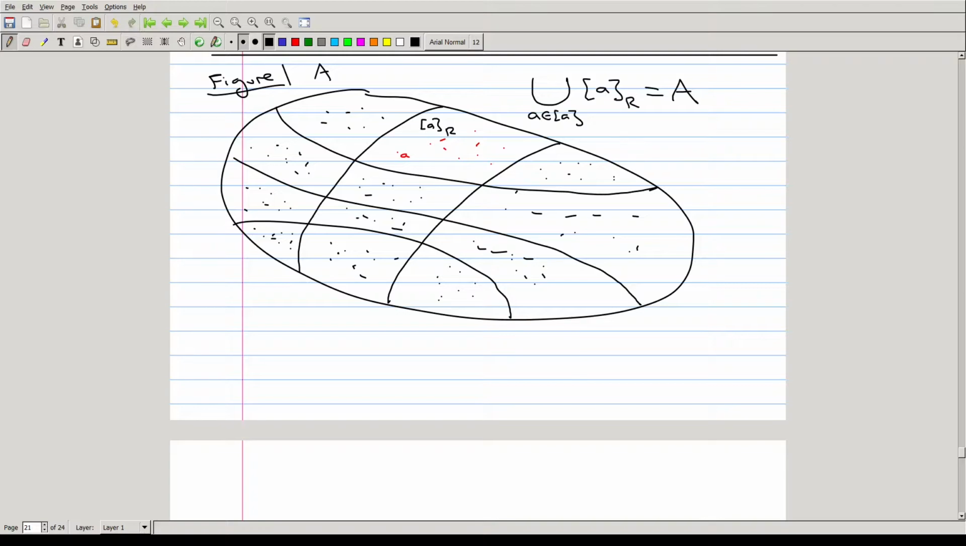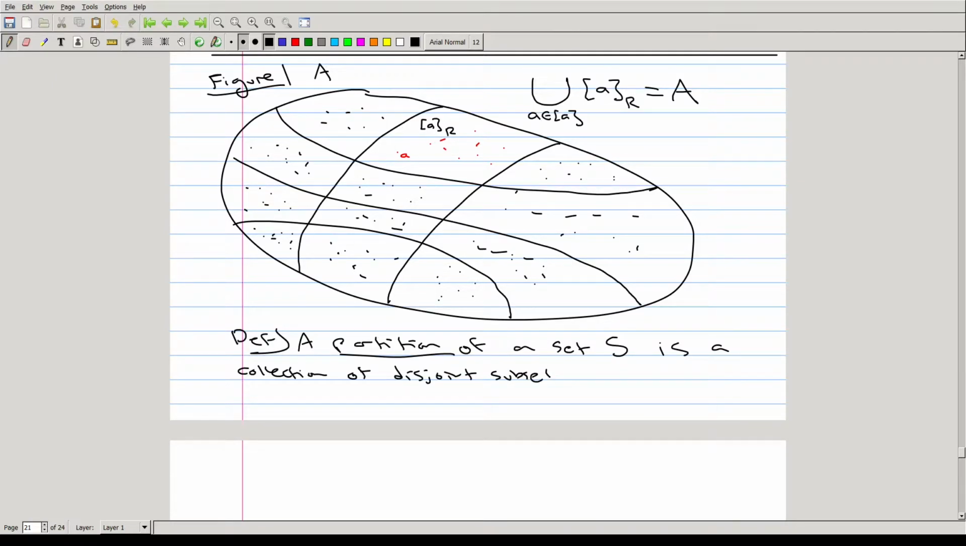And we can give a precise definition to this. We say that a partition of a set S is a collection of disjoint subsets of S that have S as their union.